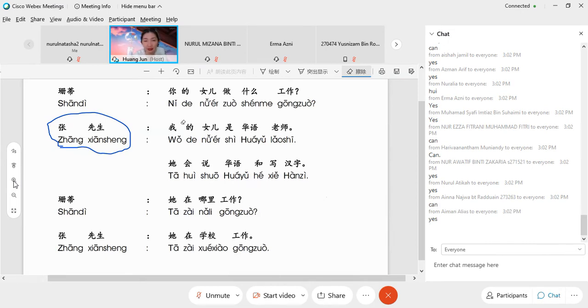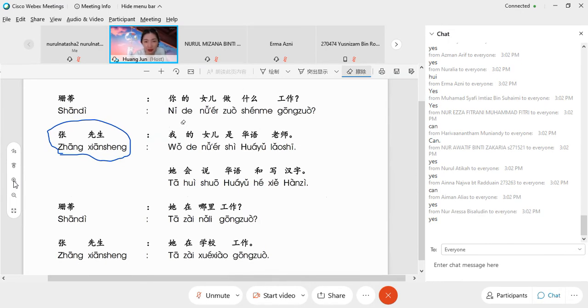Okay, let's check the sentence. First one, we check the sentence. 你的女儿做什么工作? The subject here is 你的女儿. Three words together are the subject. 你的女儿, this part is the subject, your daughter. Behind it, 做什么工作? This is the first way I taught you to ask about people's jobs, right?